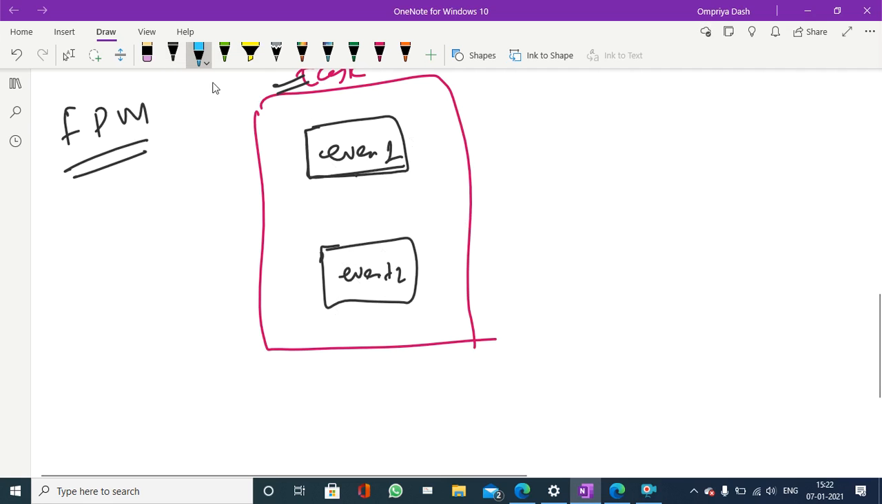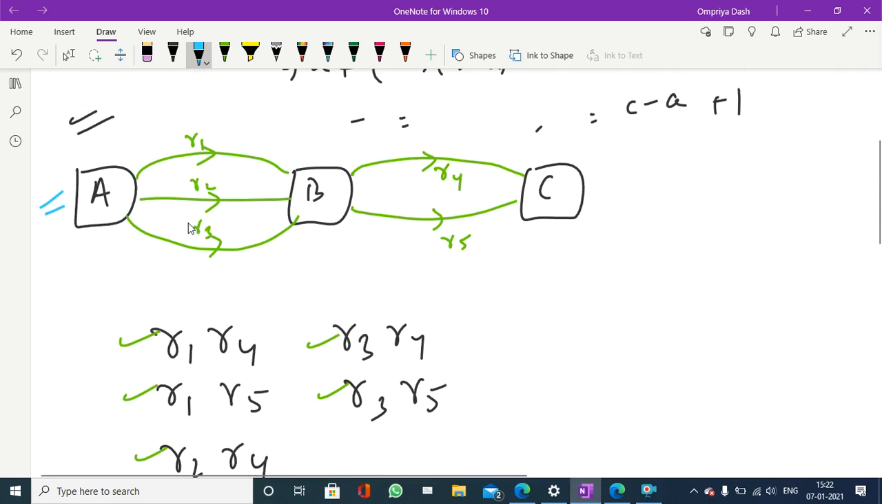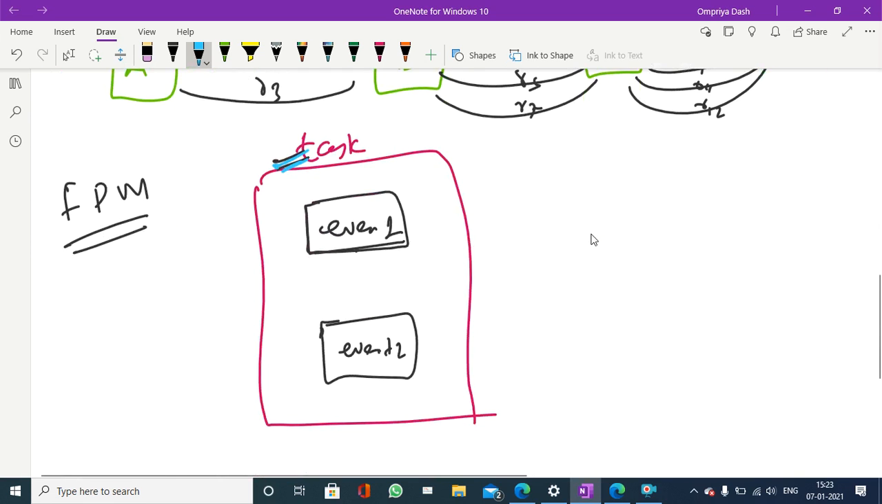Now keep in mind, here both events have to happen. In order for this task to be completed, both events have to happen. Just like here, in order to go from A to C via B, both events have to happen. Event 1, you have to go from A to B, then event 2, you have to go from B to C.